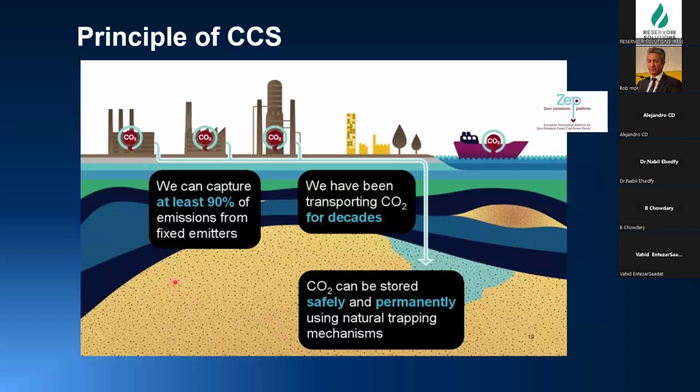So again, as you can see in this image, we can capture at least 90% of emissions from fixed emitters. Emitters could be, as I mentioned, from industry, from oil and gas, from cement, from power plants, from refineries, from oil and gas wells, and so on. Then we have been transporting CO2 for decades. For CCS, we also need to transport it. And finally, we need to store it. This is very important: safely and permanently underground or in the subsurface by using natural trapping mechanisms, which we will talk through later.